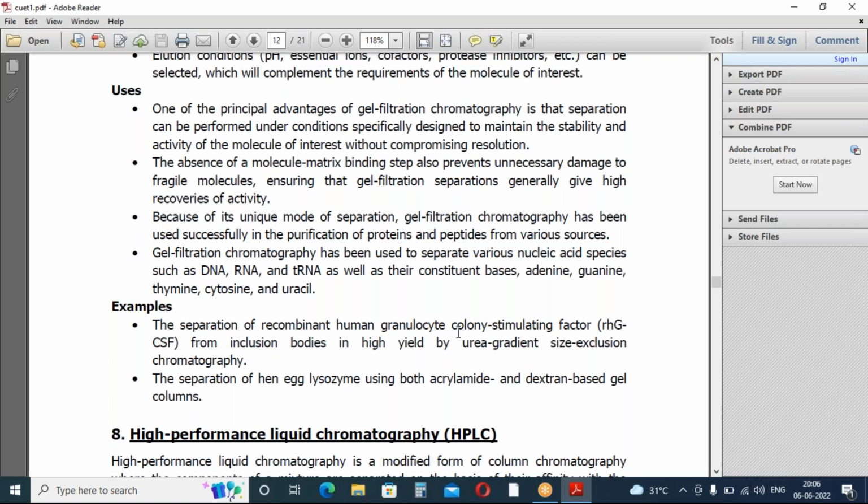And first of all, you have to prepare some table-like format. In one column you have to mention the type of chromatography, and in the next column the stationary phase, then the mobile phase, then the principle, and the purpose that it is used for. You have to maintain it like that, then you can remember easily.